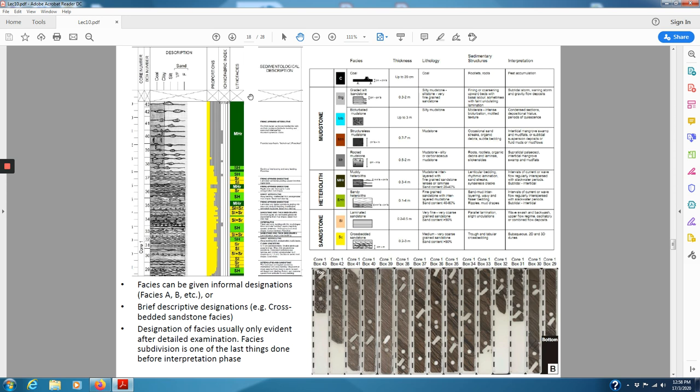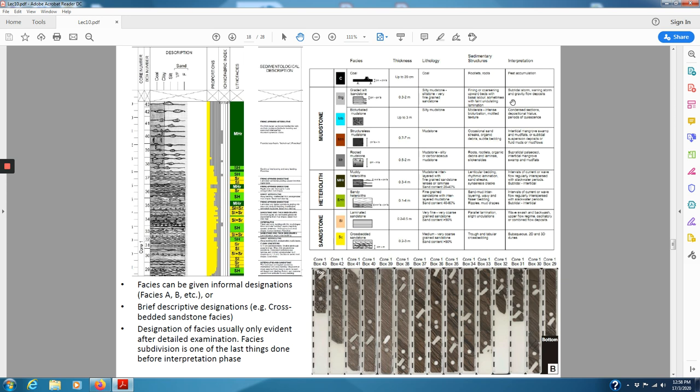And then from this, I can construct a facies scheme, a facies diagram here. Here is just a summary of all the different types of facies I see in my study core. As a summary, in this case, I have 9 facies observed in the core. And these are their characters in terms of their thickness, their rock type, lithology, sedimentary structures. And then I can interpret how they were deposited based on my understanding of sedimentology and my reading.